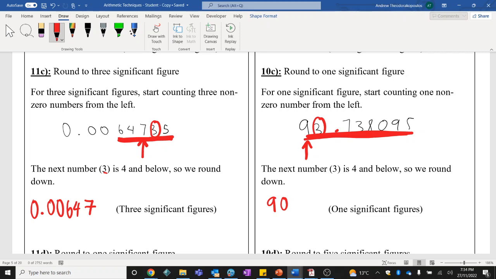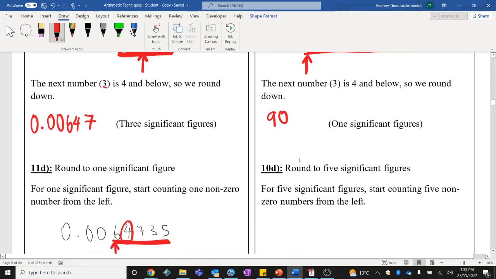This 0 does not count as a significant figure. Our 9 is the only significant figure here. But if you change this just to a 9, well, you're completely changing the number. You're dropping from 93 all the way down to 9. So it makes sense to keep it as 90, and you still got one significant figure. This would probably be the hardest type of question you get from significant figure roundings.